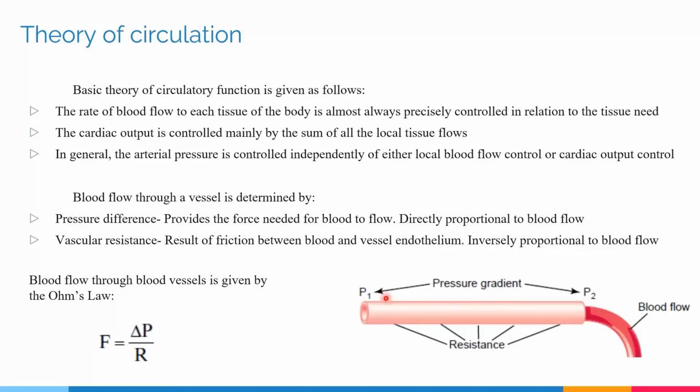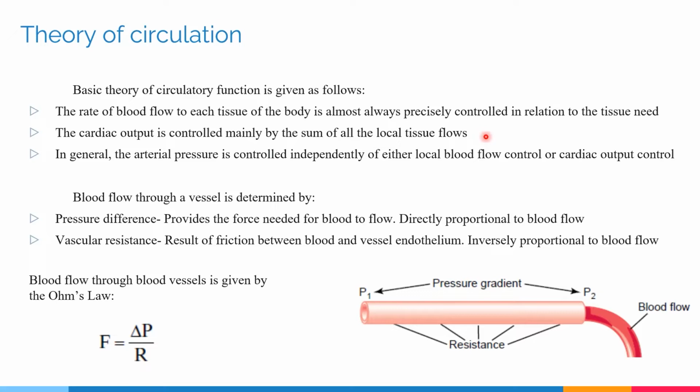So next, we move on to the basic theory of circulation. The basic theory of circulation function is as follows. The first point tells us that the rate of blood flow to each tissue of the body is almost always precisely controlled in relation to the tissue need. So what this means is that the rate at which the blood will flow through a particular tissue will entirely depend on the need of the tissue, if it needs oxygen or other nutrients at that moment or not. The rate of blood flow is not a global thing that is controlled at a higher level, but at the tissue level itself. Next, the cardiac output is controlled mainly by the sum of all local tissue flows.